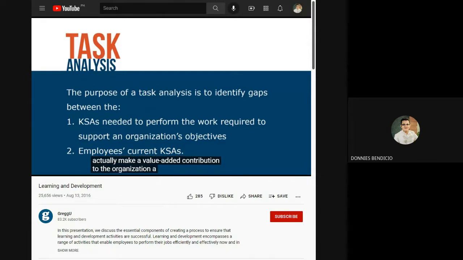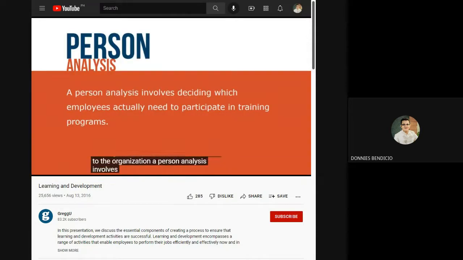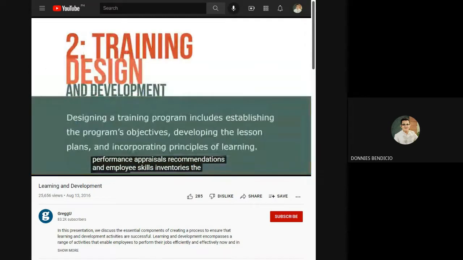A person analysis involves deciding which employees actually need to participate in training programs. The information needed to make this decision can come from a variety of sources, including observation, performance appraisals, recommendations, and employee skills inventories. The information from the needs analysis tells managers where in the organization training is needed, what the focus of training initiatives should be, and which employees should participate.